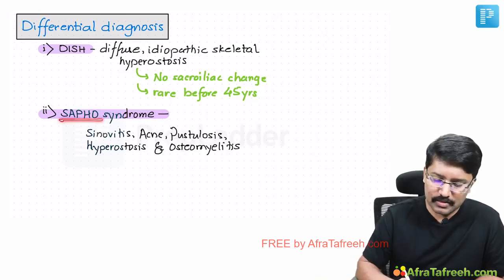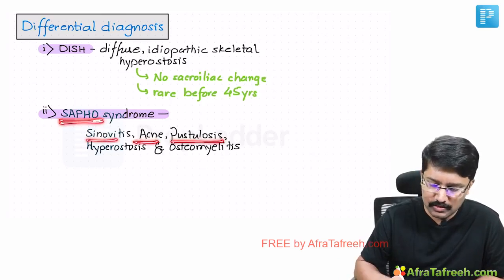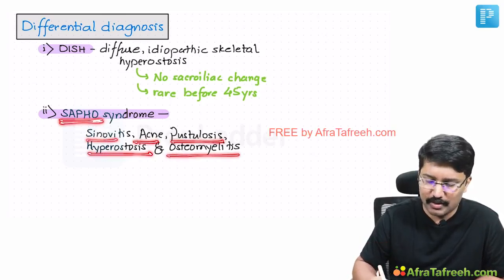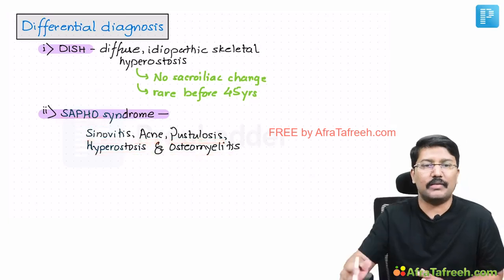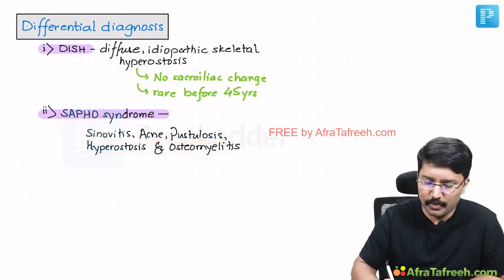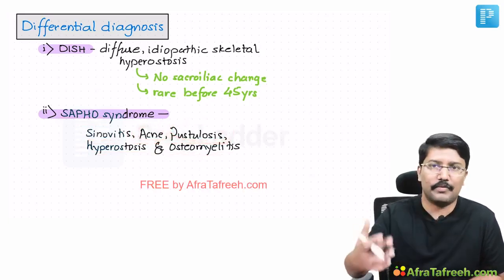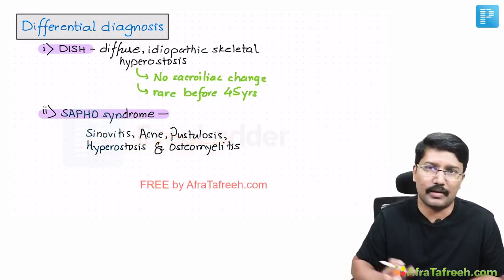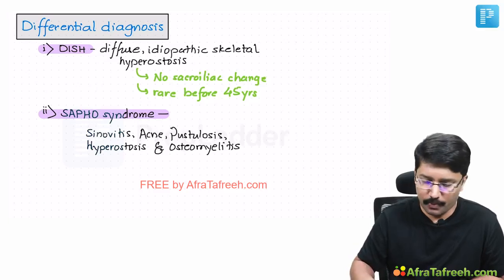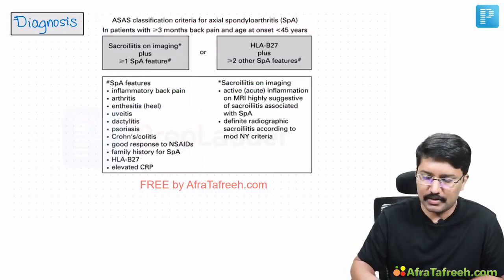Another differential diagnosis is SAPO syndrome, which stands for synovitis, acne, pustulosis, hyperostosis, and osteomyelitis, which can also be easily differentiated from the fact that there is involvement of acne and pustulosis, right? That skin involvement kind of helps us to distinguish between SAPO and ankylosing spondylitis. Okay, that is about differential diagnosis.